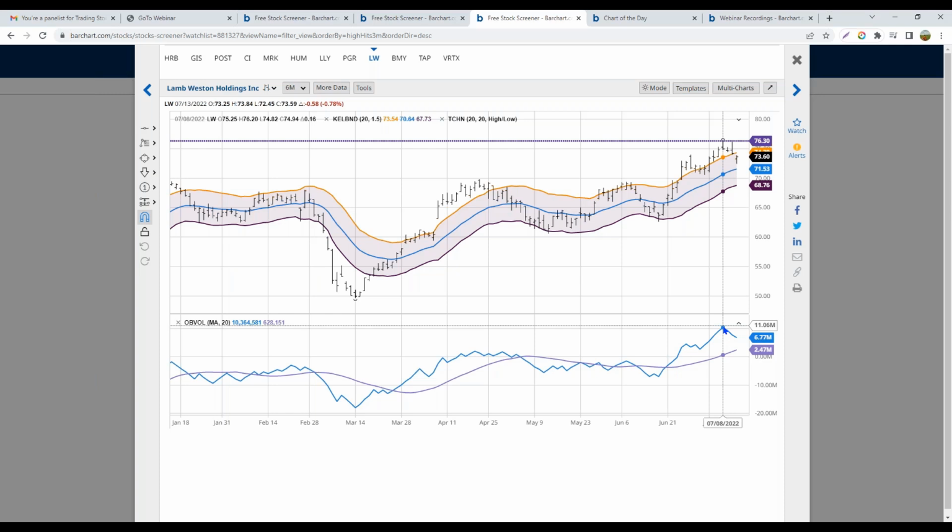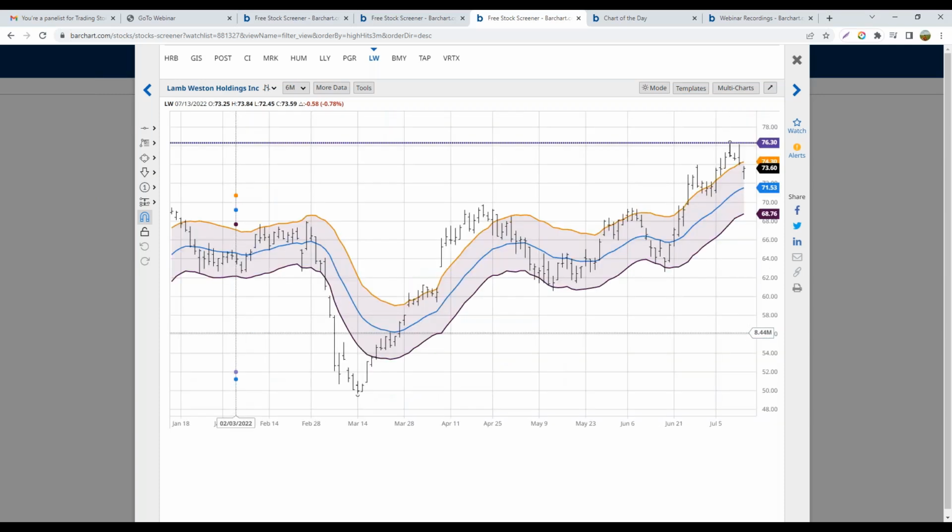But again, what I'm trying to show you here is how I can have confidence in buying new highs. And so what I'm seeing here is, in order to have confidence to buy a new high on this one, I've got to see my unbalance starting to turn up as we take out that resistance.